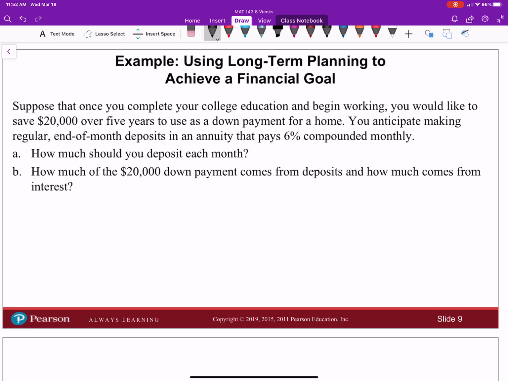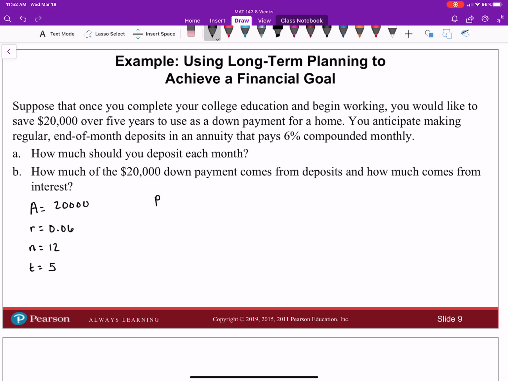So the first thing we need to do is write everything that we have. In this case, we have an A, and we have R, N, and T. We're looking for P. Your A would be your $20,000. Your R would be 0.06. Your N is the number of times compounded, so that'd be 12 because it's monthly. And your T would be 5 because it's 5 years.